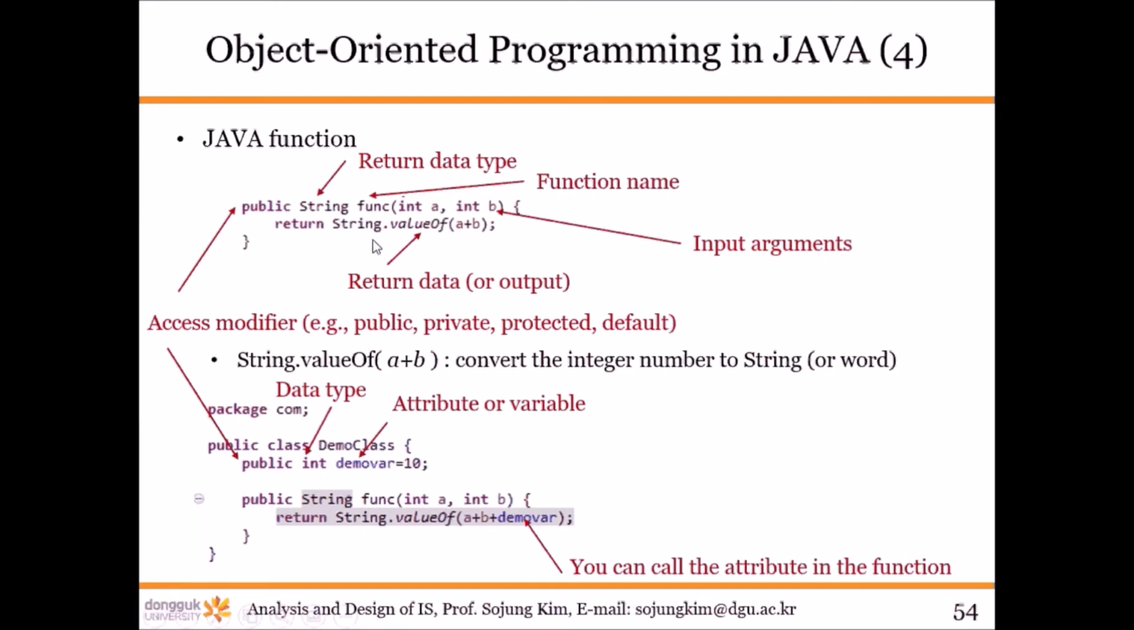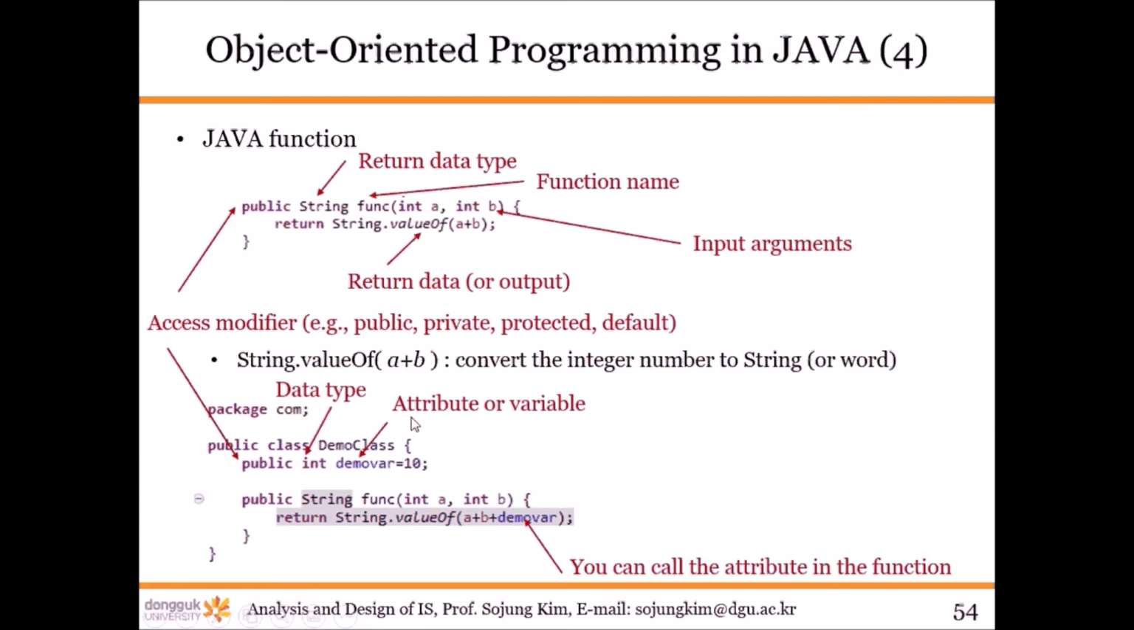And then we are calling String.valueOf, actually another function, to return the data. And then here is the numerical calculation, a plus b. So if you put 10 and 5 here, you will return 15. However, as a string, not a number. So String.valueOf of a plus b converts the integer number to a string. So you will return the word. That's why the return data type is not integer, it's a string.